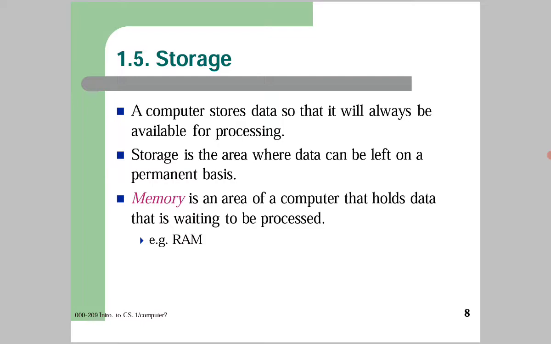So then only the processor will take the appropriate instructions or codes from the storage unit and process them. Storage is the area where data can be left on a permanent basis. Again, storage and memories are different types, like permanent memory, temporary memory, all these things. So memory is an area of a computer that holds data and information that is waiting to be processed.